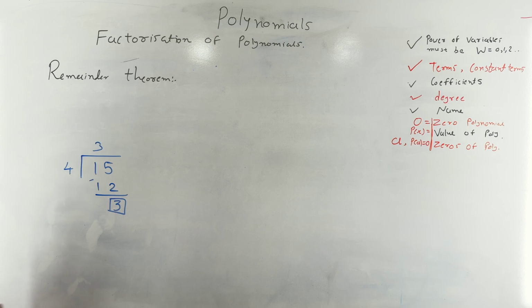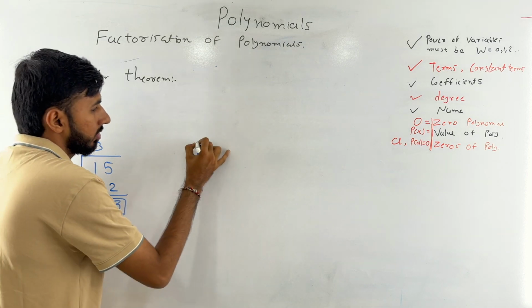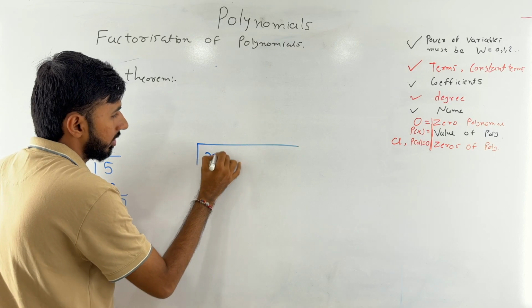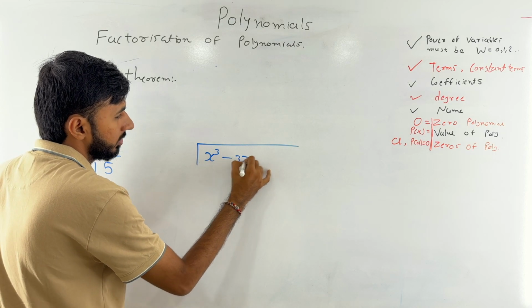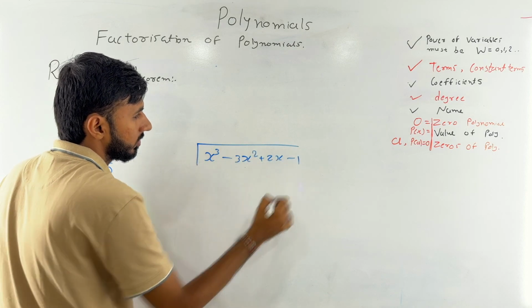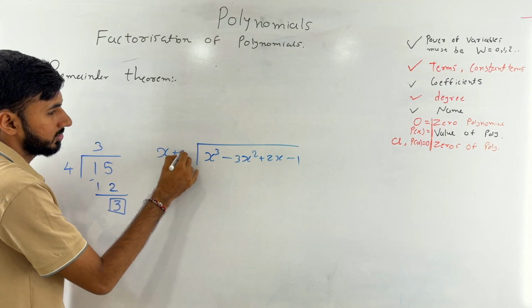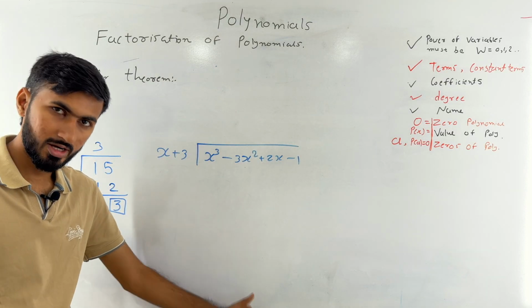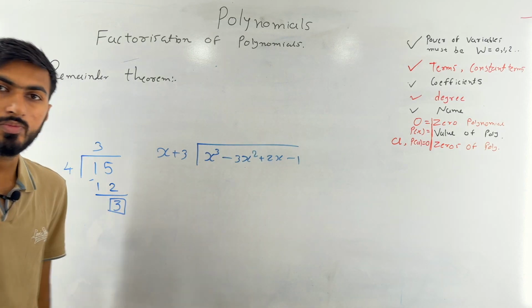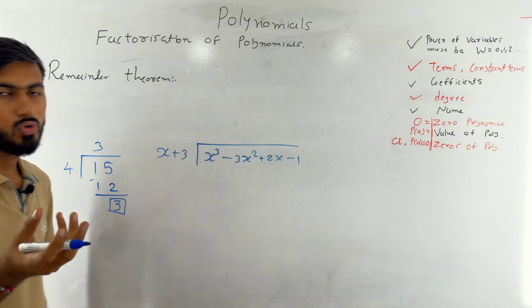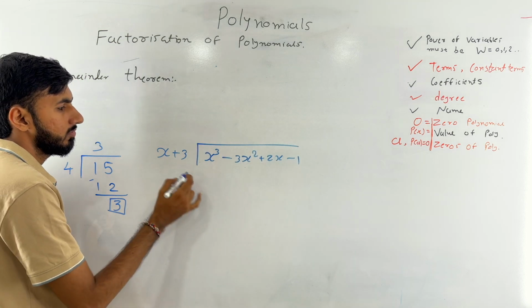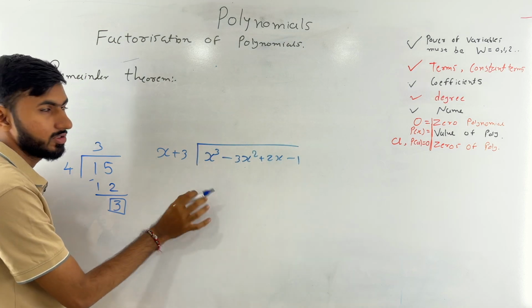Now if someone tells you to find the remainder when you divide a polynomial by another polynomial, let me say I want to divide x cube minus 3x square plus 2x minus 1 by x plus 3, right? Find the remainder. My question is to find the remainder when you divide this polynomial by this polynomial, right? So you have to do the long division method only, because you only know one method, that is the long division method. So we will do the long division method here.